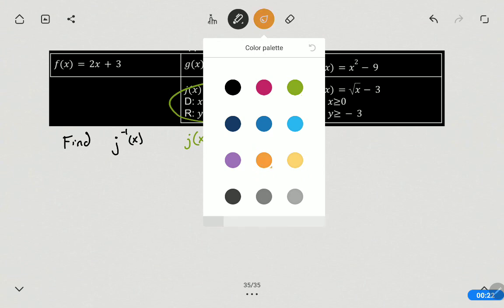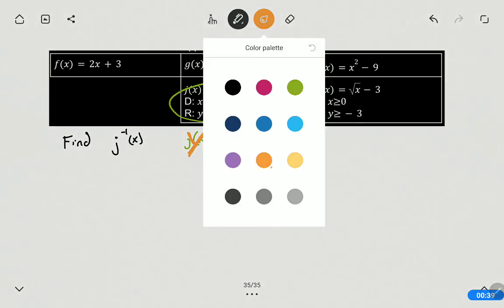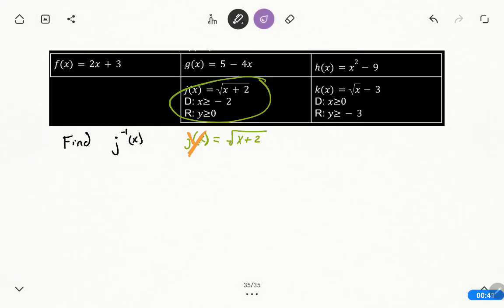Now remember, when you are finding inverses, it helps to remember that j of x, f of x, g of x, however it's written, is just another way of writing y. So this is really j of x, or y equals the square root of x plus 2. And the way I always tell people to find the inverse is to start by switching x and y. So instead of having y equals, we're going to turn it into x equals the square root of y plus 2.